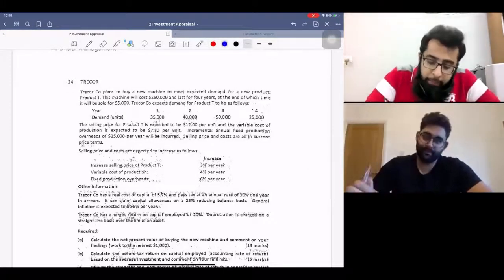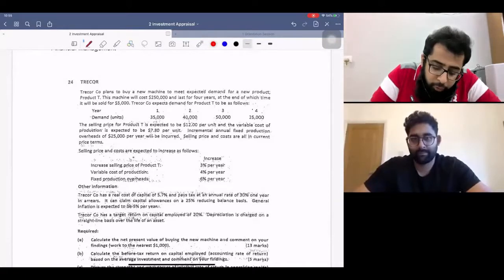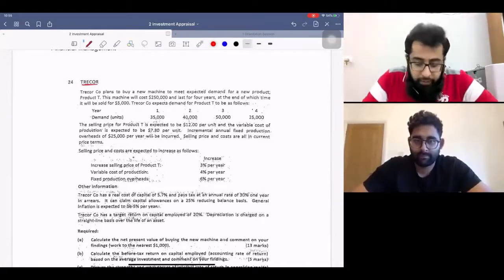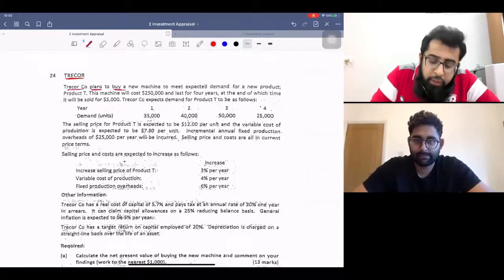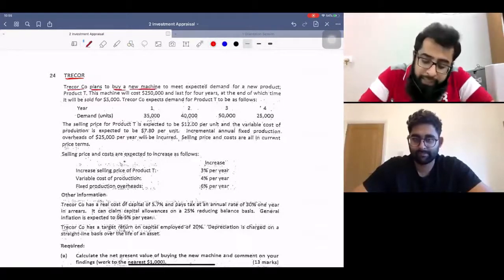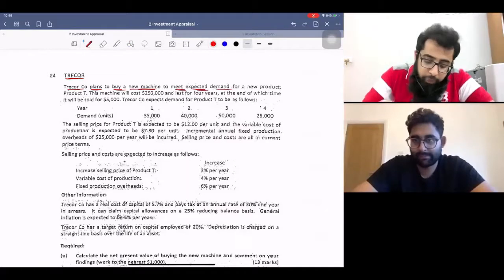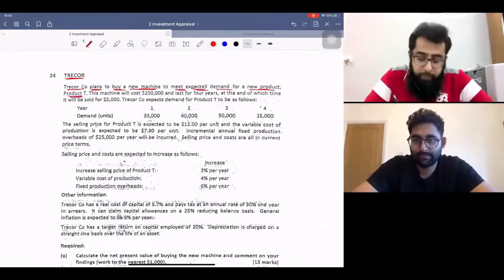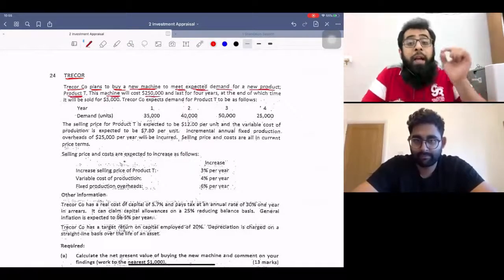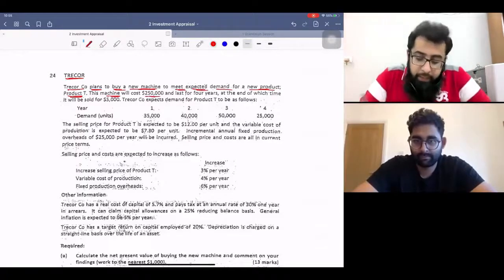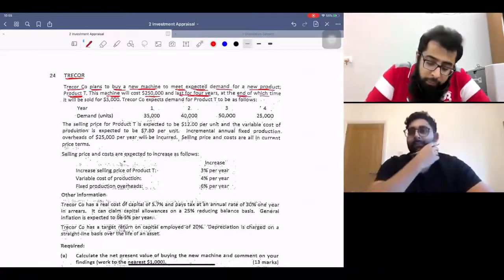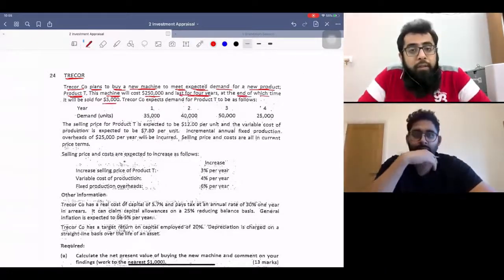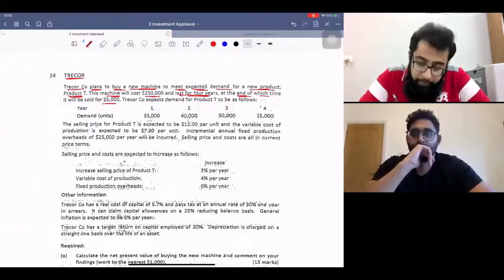The name of the question is Tricor Company. Tricor Company plans to buy a new machine to meet expected demand for a new product T. This machine will cost $250,000. This will be your initial investment and it will last for 4 years, at the end of which time it will be sold for $5,000. This will be your scrap value.